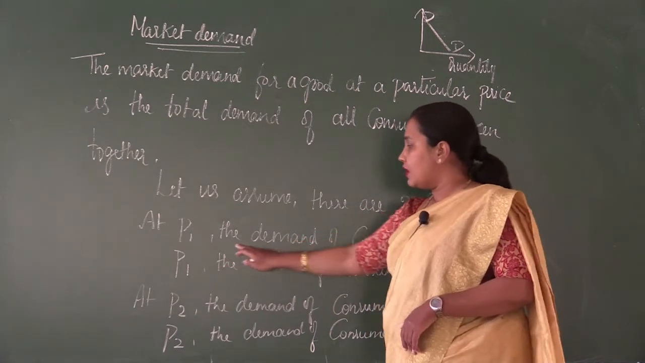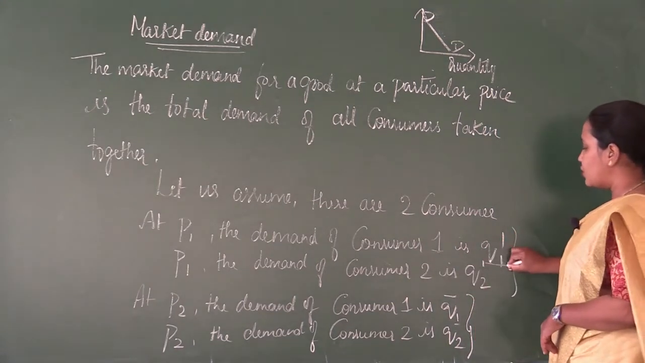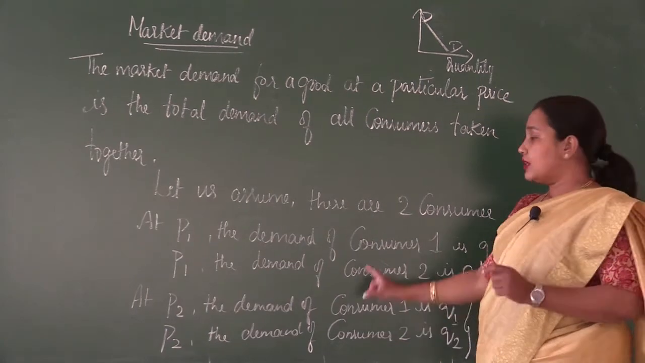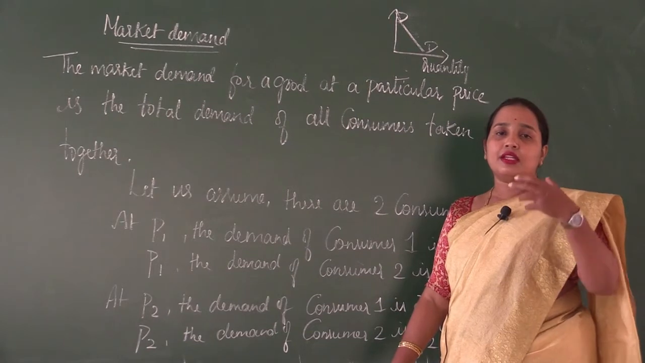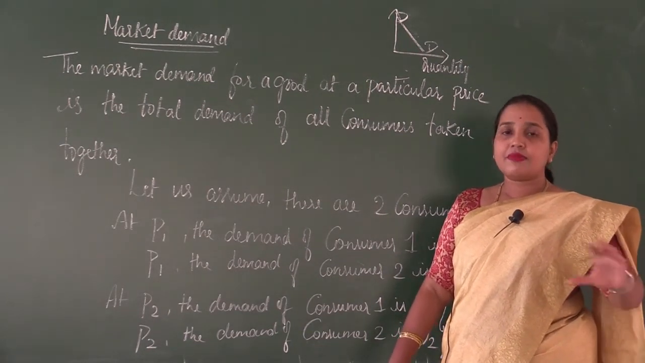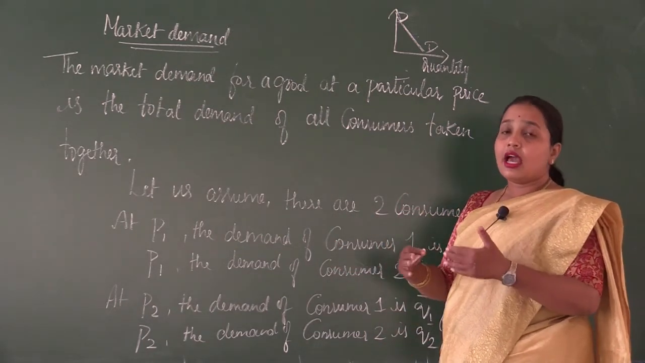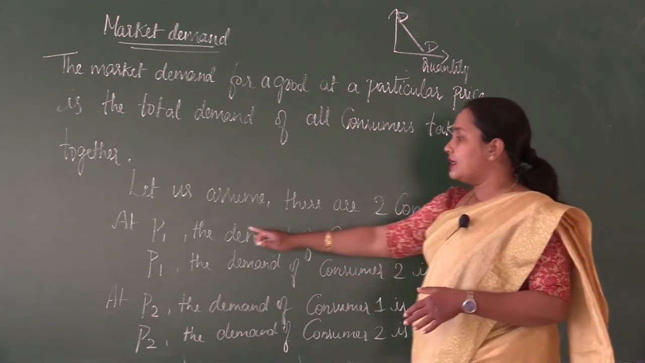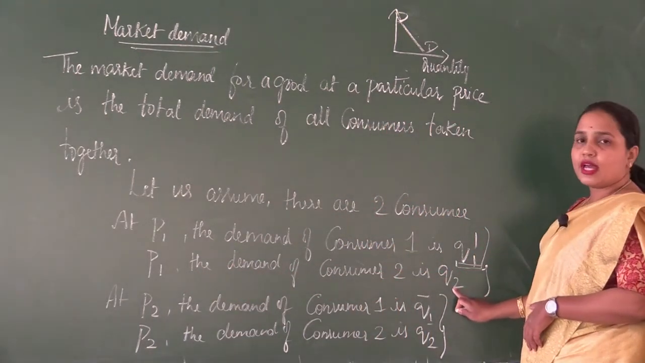At price P1, the demand of consumer 1 is Q1. We consider that when the price is P1, the demand of consumer 1 is Q1. Whatever the purchase made by consumer 1 may not be the same as what the second consumer purchases. It differs. That is why we are considering the 2 consumers' demand, and we are understanding how to derive the market demand curve. And at the same price P1, the demand of consumer 2 is Q2.